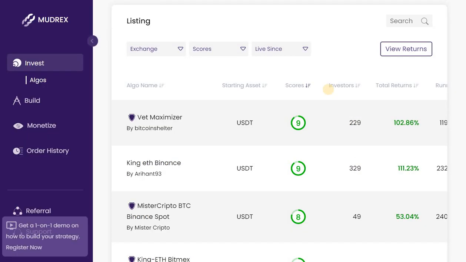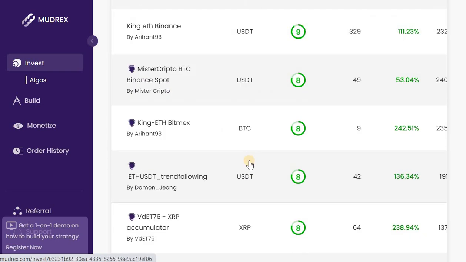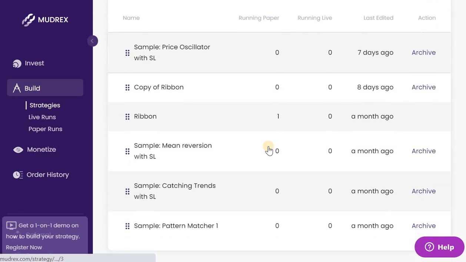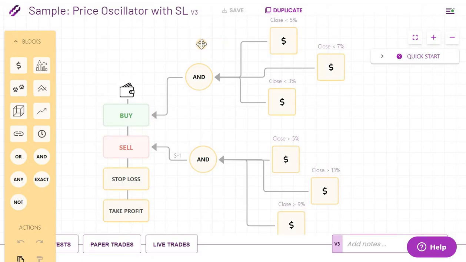Now you know that on Mudrex you can invest in different strategies such as this right here, and also you can build your own strategy. For you to do that, you would have to go to build right here. As a trader, I love to create my own strategy that works best for me. With Mudrex, you can do all this, and if you scroll down, you will see that there are different sample strategies for you to choose from. So this is how you can build your own strategy.